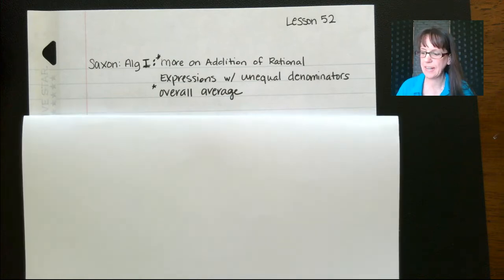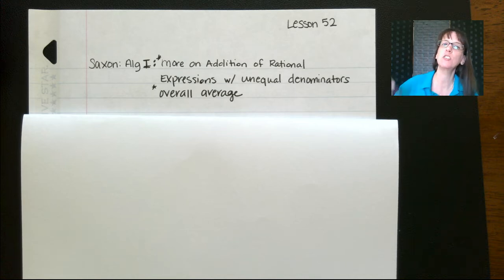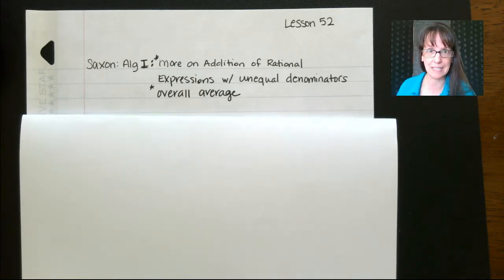Hey friends, welcome back. Today we're talking about lesson 52, Saxon Algebra 1, third edition. We are talking about more on addition of rational expressions with unequal denominators and our overall average. So let's get started. Grab your notebook, write these down.